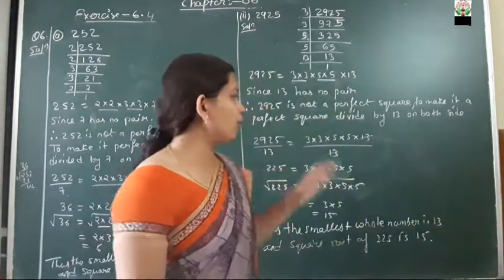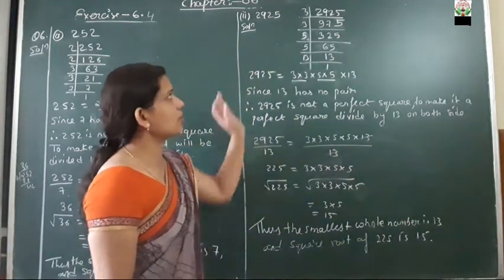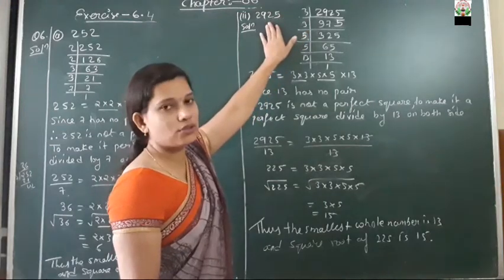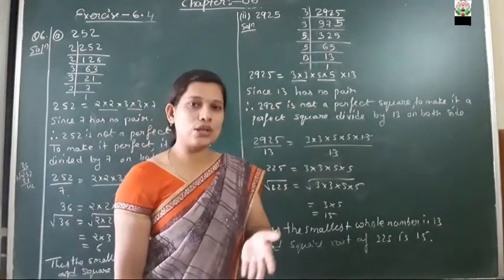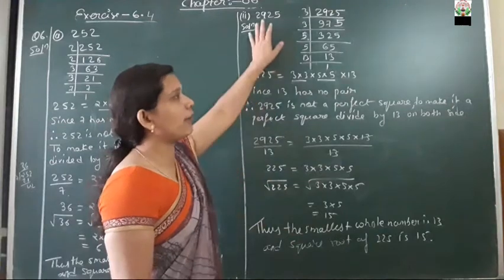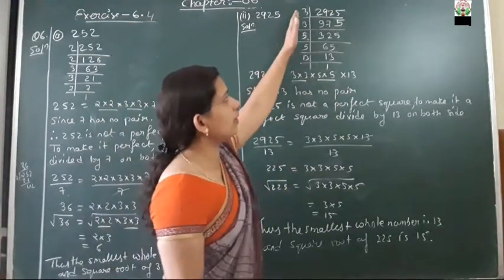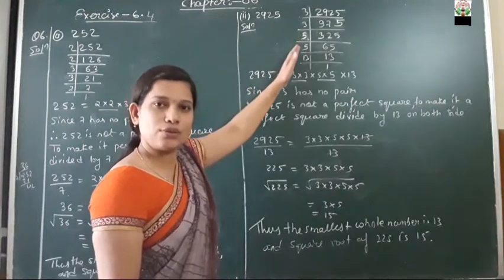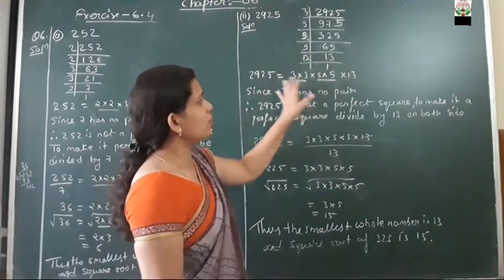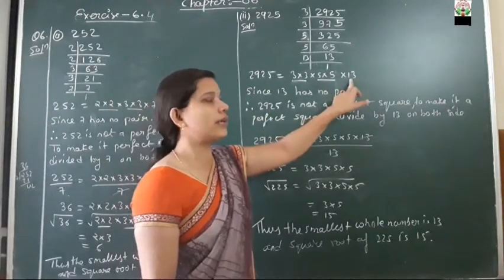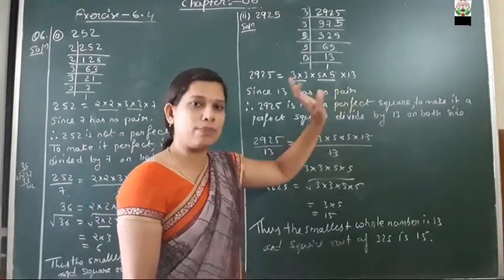In the same way, moving towards the B part of the same question, it is asked to find the smallest whole number by which it must be divided. It is not a perfect square, hence we have to find the smallest whole number which will divide this number to make it a perfect square. Okay, so here we have found the factors of the number. You know how to find the factors. So we can see that in 2925 the unpaired number is 13. That means it is not a perfect square.